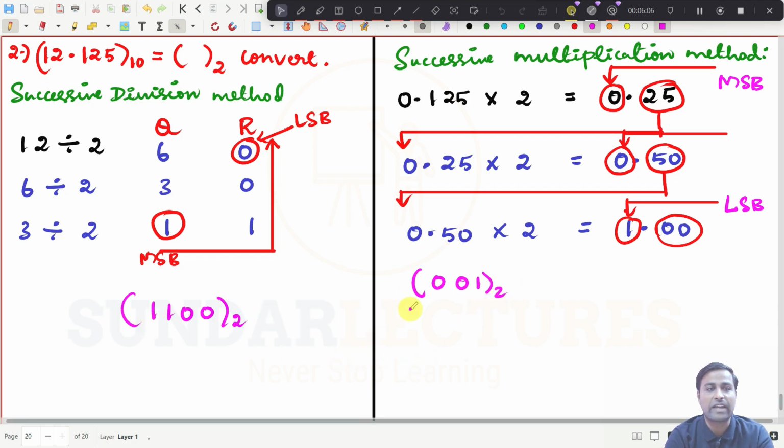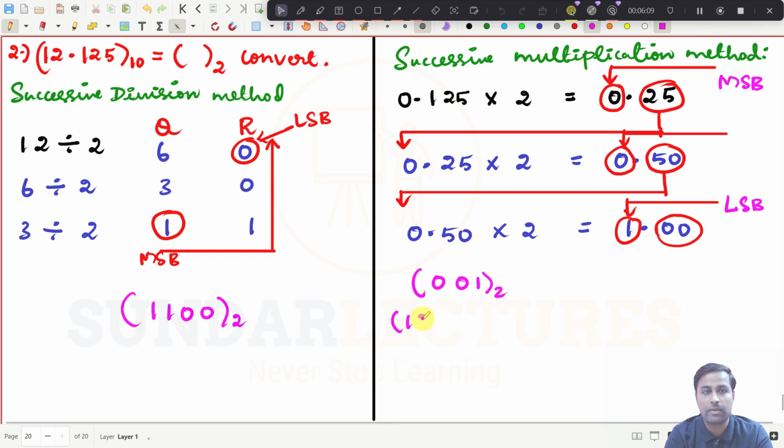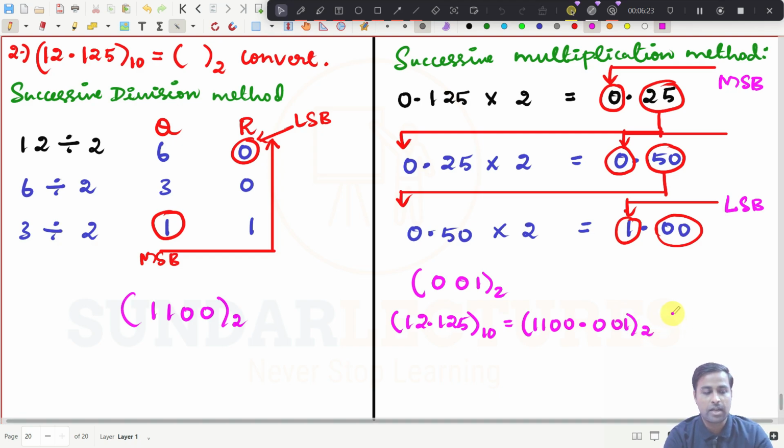So now the final answer will be 12.125 at the base of 10 can be written as 1100.001 at the base of 2. Now this is the final answer. This is the successive division method, and this is the successive multiplication method. This is the same procedure; you have to follow the same procedure for all other conversions.